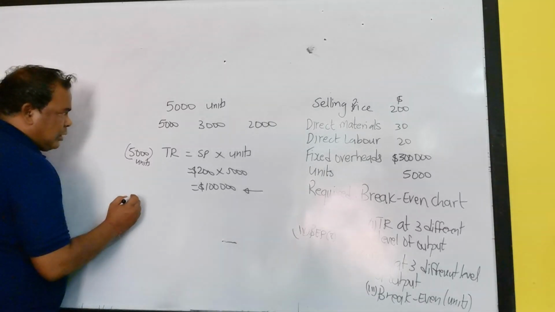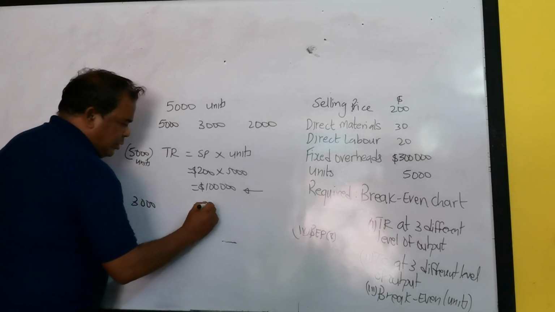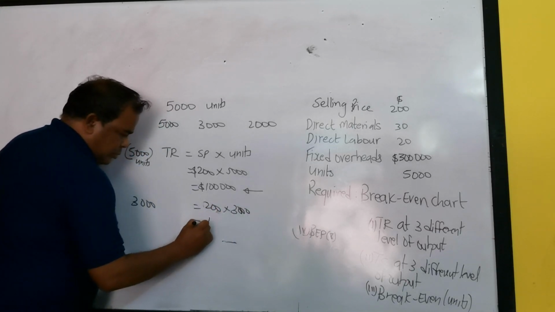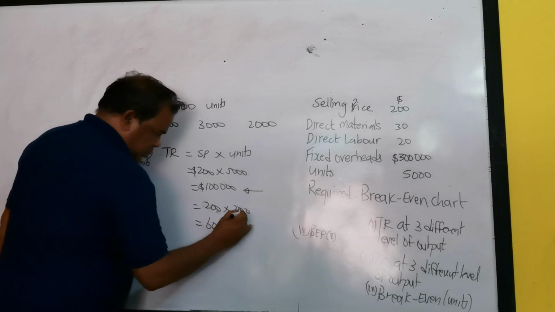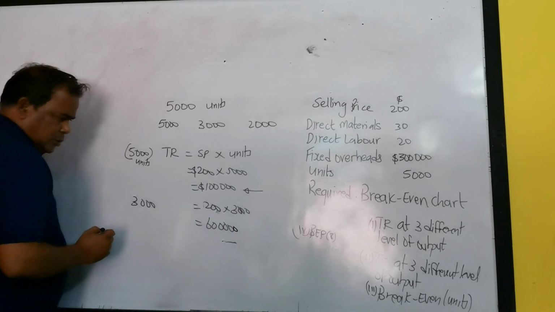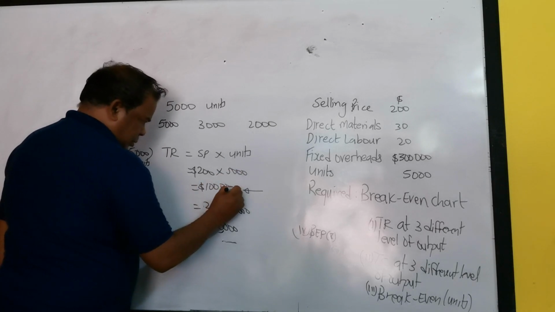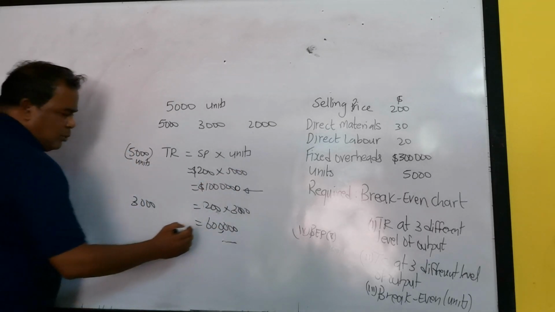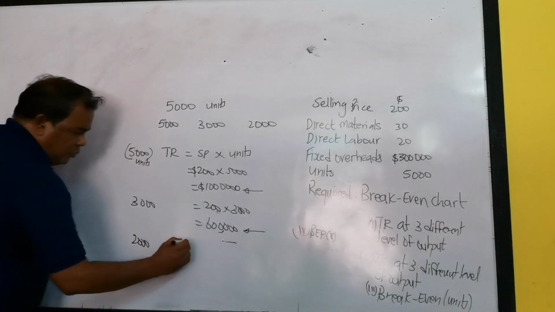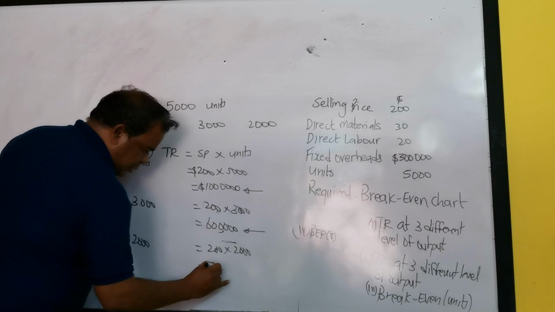And then we calculate total revenue for 3,000 units. For 3,000 units, it will be 200 times 3,000, which equals $600,000. And then we calculate for 2,000 units. For 2,000 units, it will be 200 times 2,000. This will give us 400,000.